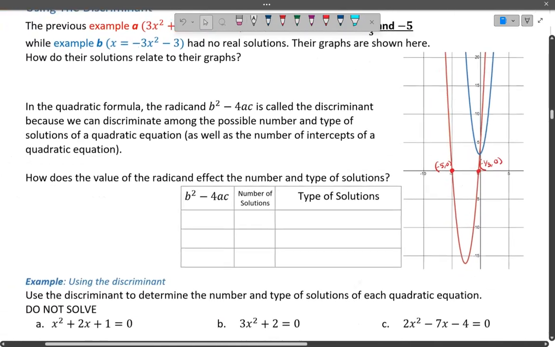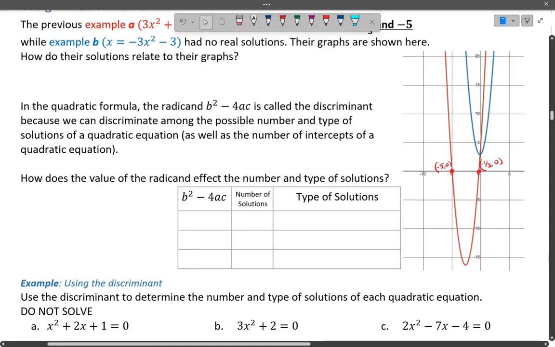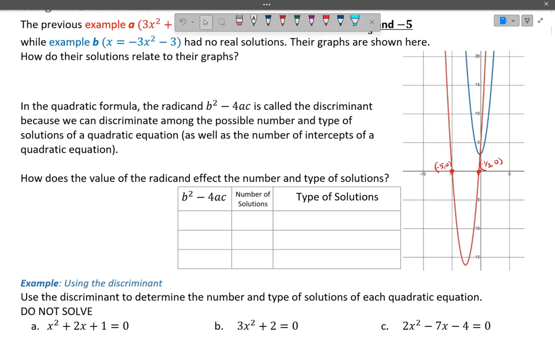This is something that the discriminant can help us identify. In the quadratic formula, the radicand, the b squared minus 4ac, is called the discriminant. And this is because it allows us to discriminate among the possible number of and types of solutions in a quadratic equation. It also tells us the number of intercepts by its very nature. So let's think about how the value of the radicand can affect the number and the types of solutions.